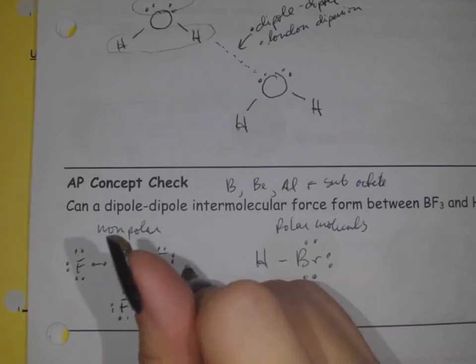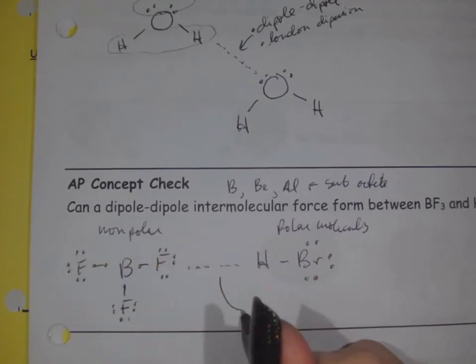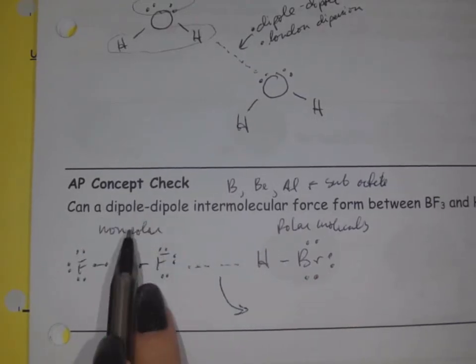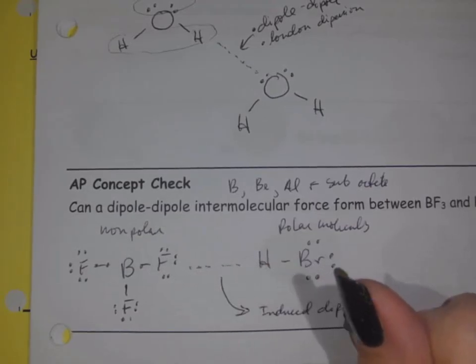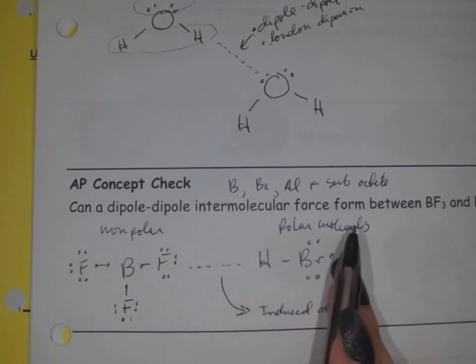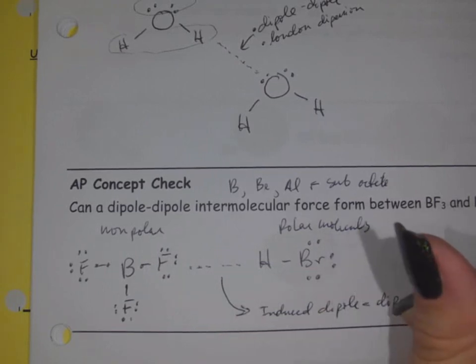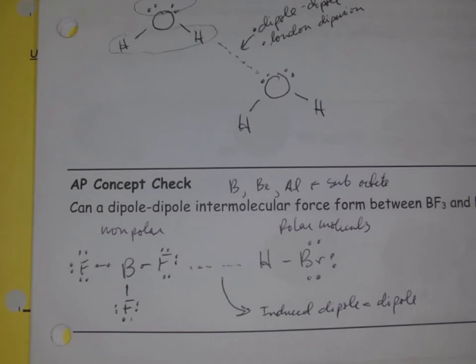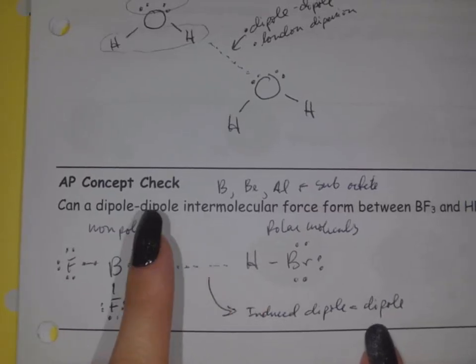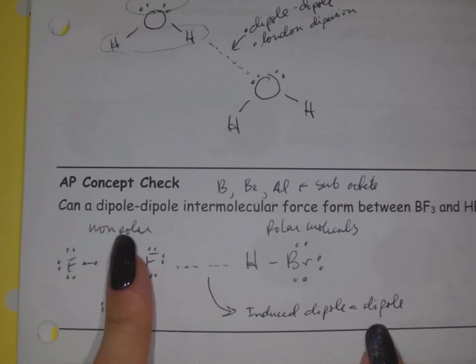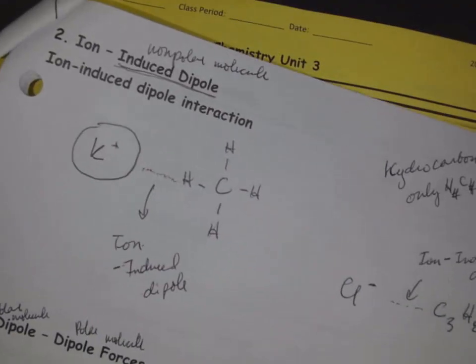What we would actually see is an induced dipole with a dipole. Induced dipole is reserved for nonpolar molecules, and polar molecules have dipoles. So the attraction that would happen between these two would not be dipole-dipole, it'd be induced dipole-dipole. Okay.